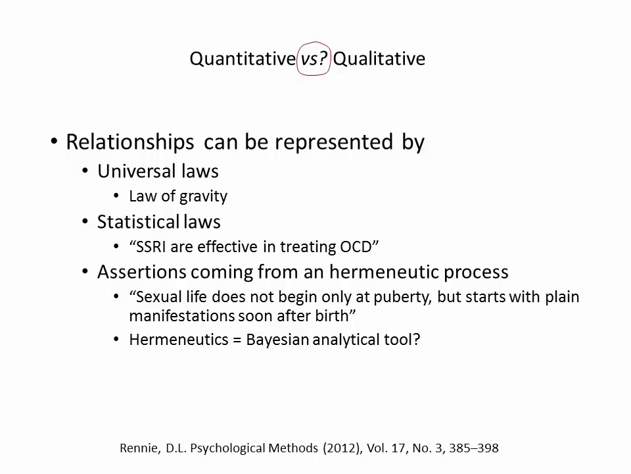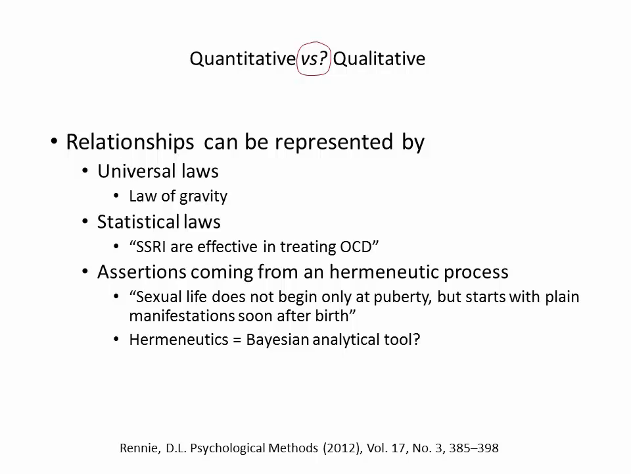And you have also assertions that come from a hermeneutic process. That is, for instance, when Freud mentioned this sentence, that sexual life does not begin only at puberty, but starts with plain manifestation soon after birth. This is a proposition. This is not really a scientific proposition, but this is a proposition. From what does it come? Not from statistics, not from mathematics. This is an interpretation, and this is why we say it comes from a hermeneutic process.